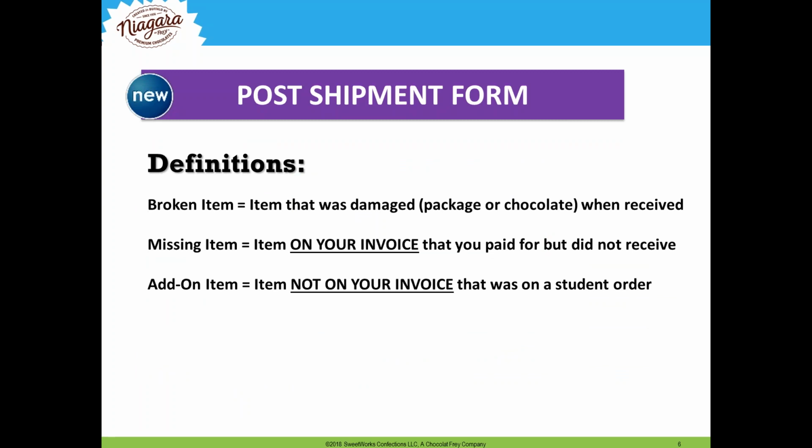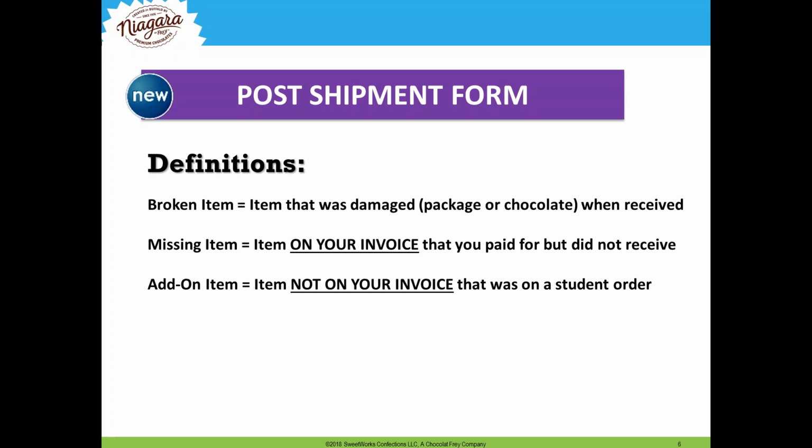We're going to go through the form in a second, but before we do that, just take a moment to go through the definitions. So a broken item is very straightforward. That's something that either the box or the chocolate was damaged when you received it. We'll absolutely take care of that and replace that for you. A missing item is something that you paid for that was on your invoice, but was not in the box.